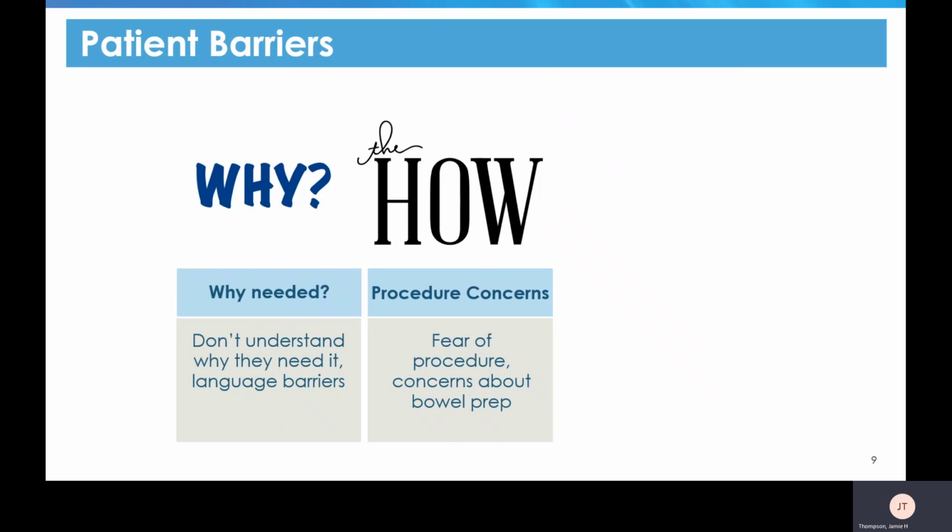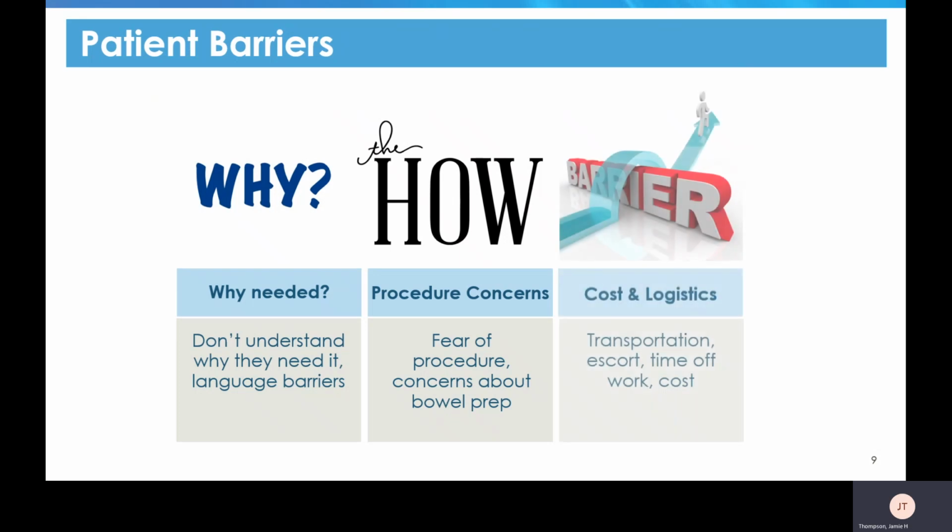Many patients have concerns about the colonoscopy preparation process, specifically the bowel prep. Patients often lack an understanding of the bowel prep process, including when to start, what foods to avoid, and the need to consume the entire prep liquid. Patients can also lack a private place to complete the bowel preparation.